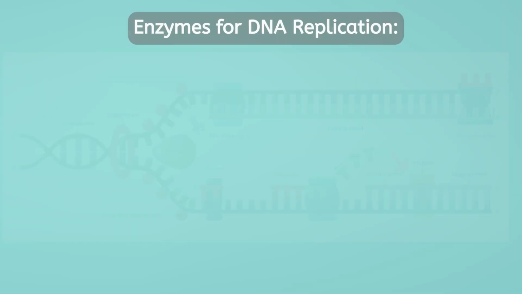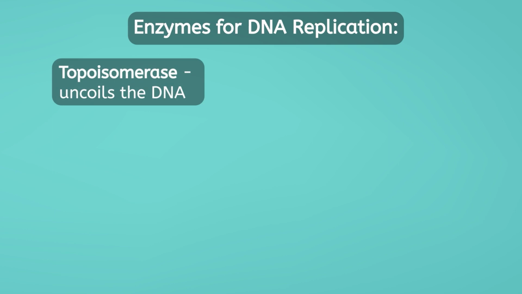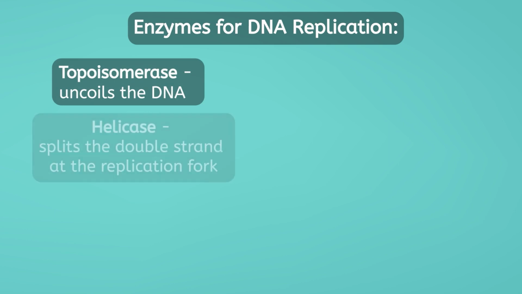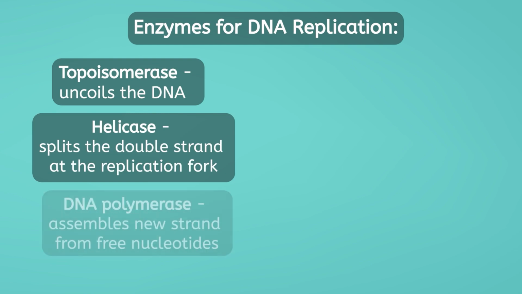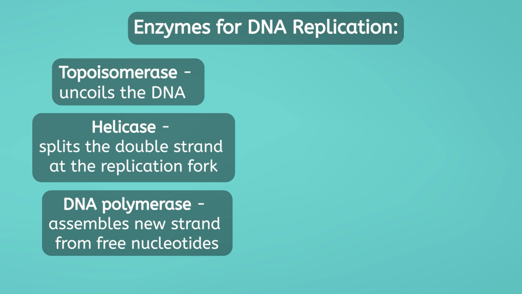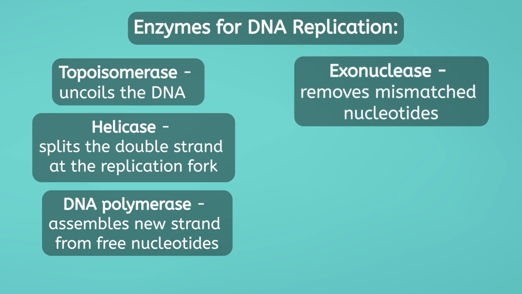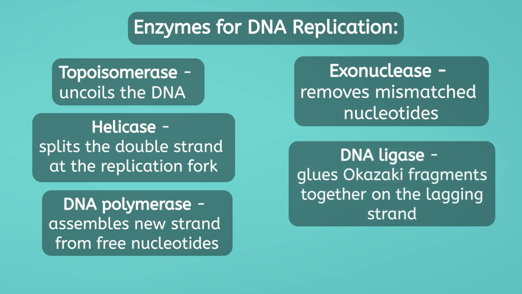Here is a list of the enzymes we've talked about and what they do. Take a minute to copy any of these into your notes that you missed. We have topoisomerase uncoiling the DNA, helicase splitting apart the double strand at the replication fork, DNA polymerase assembling the new strand from free nucleotides, exonuclease removing mismatched nucleotides, and DNA ligase gluing together the Okazaki fragments from the lagging strand.